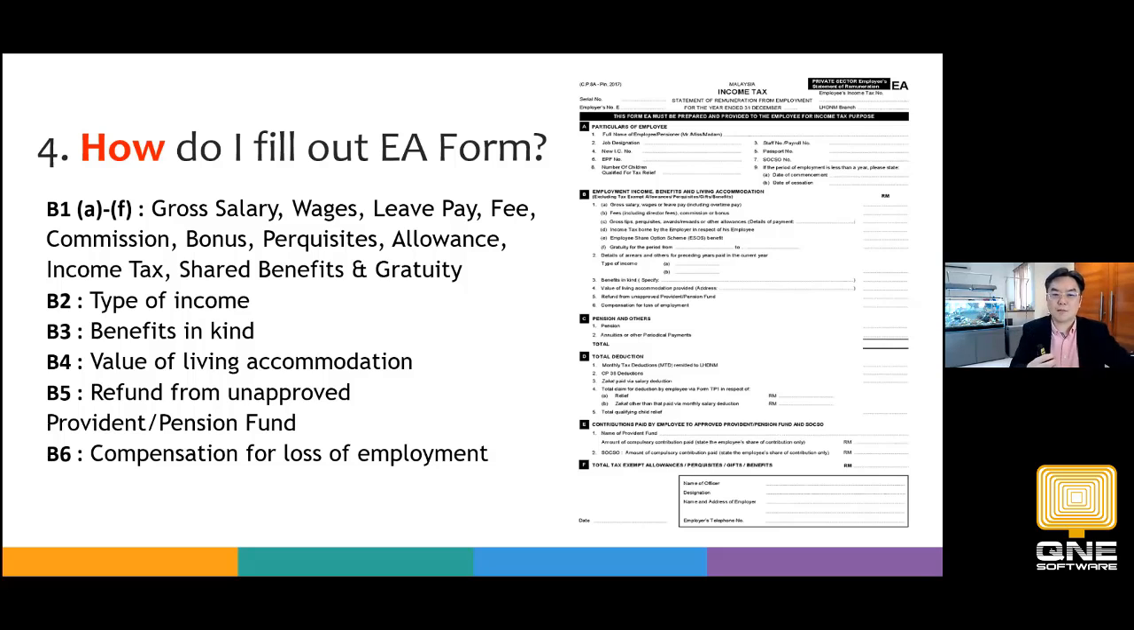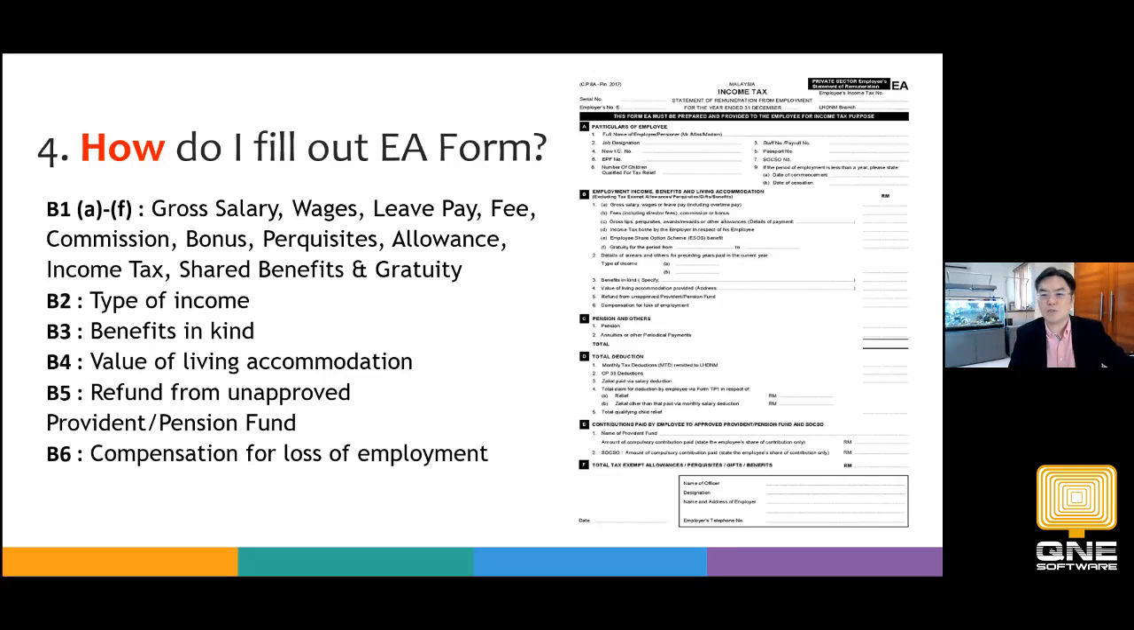So please bear in mind, these parts, B1, 2, 3, 4, and 5, have to be included in the EA form, and this has to be taken care of by the employer. All right, I think my sharing for the EA form is here, but I just want to add on a little bit.